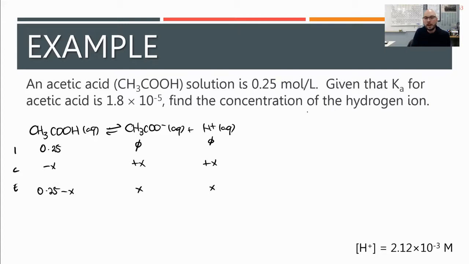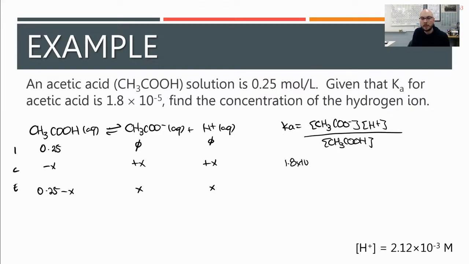So when we write our Ka, we get the concentration of CH3COO minus times H plus over CH3COOH. And we can see that this is going to create a little bit of a problem for us. We know that 1.8 times 10 to the negative 5 is our Ka, is equal to X times X, so X squared, over 0.25 minus X. Yes, we've got a nasty quadratic in there. We can get around this.